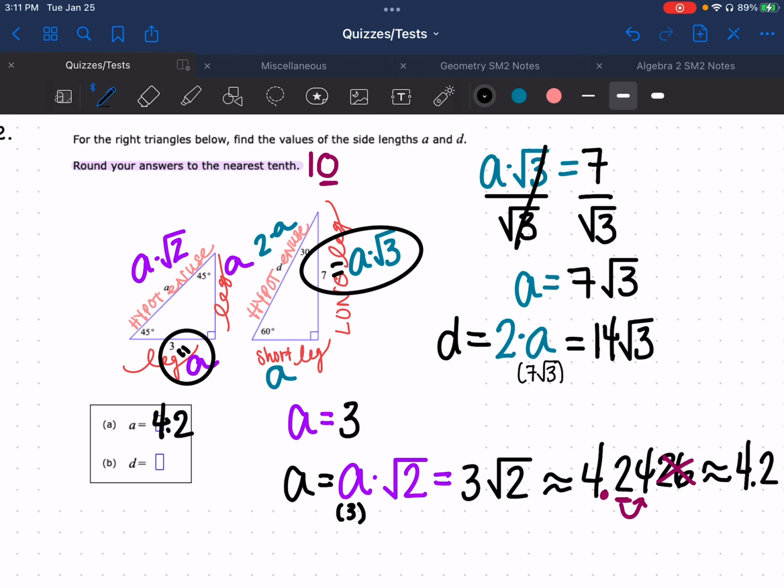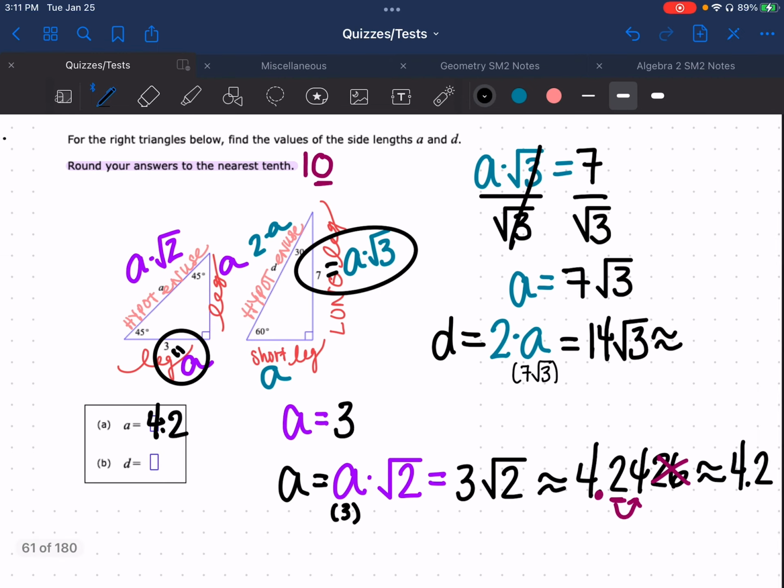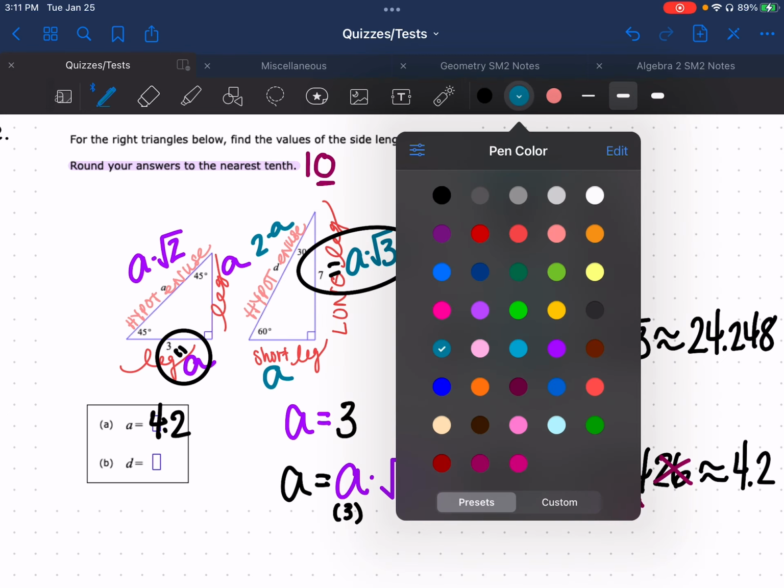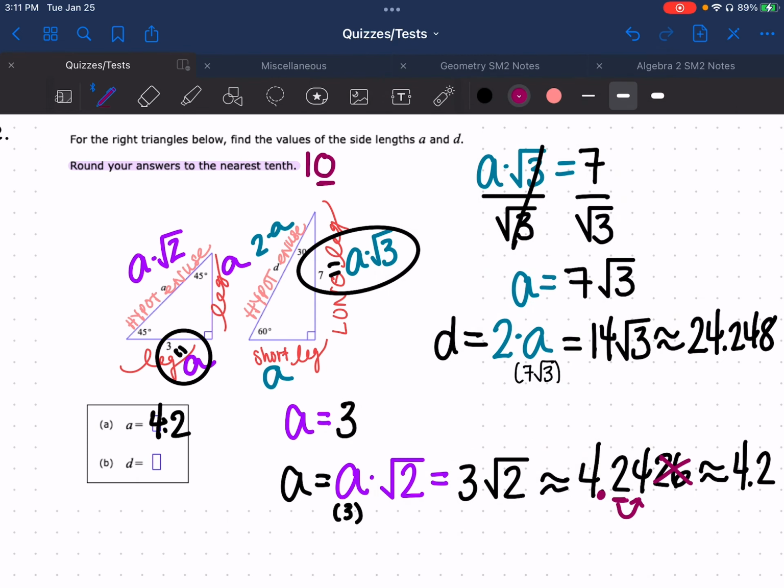Now remember, it's telling me to round this time, so I'm going to hit the SD button. I get 24.248. That's enough. I'm going to go ahead and round now. Let me grab my rounding color. And I'm going to go ahead and let this rest at 24.2 because it's 4 once again.